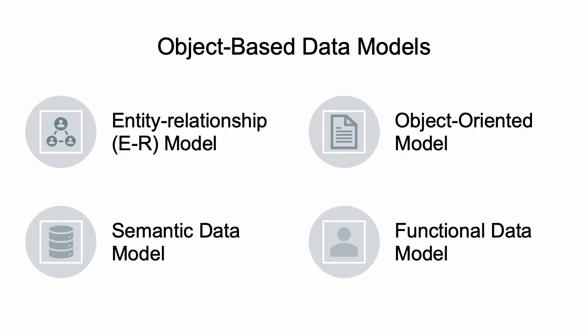Now we move to the next type, based on the object data models. The object-based data models consist of four types, as we can see in the slides. The first one is entity relationship models, and then the object-oriented model, semantic data, and functional data models. Let's check one by one and see what is the difference between these four.